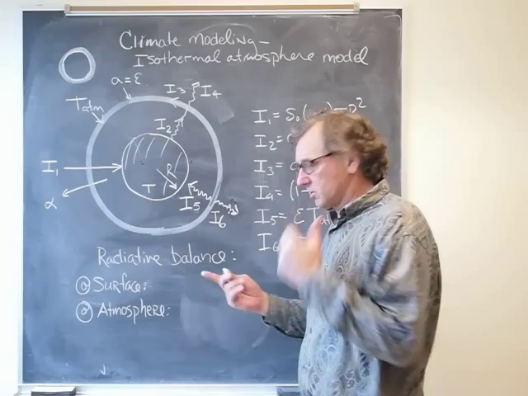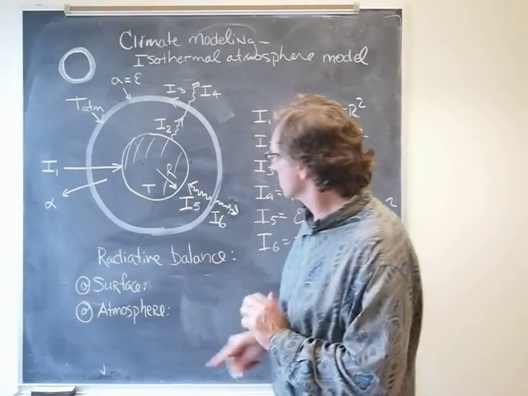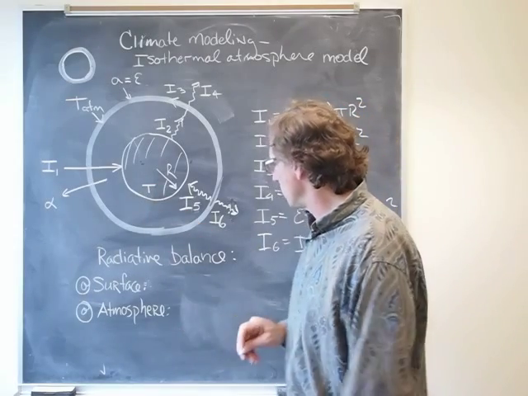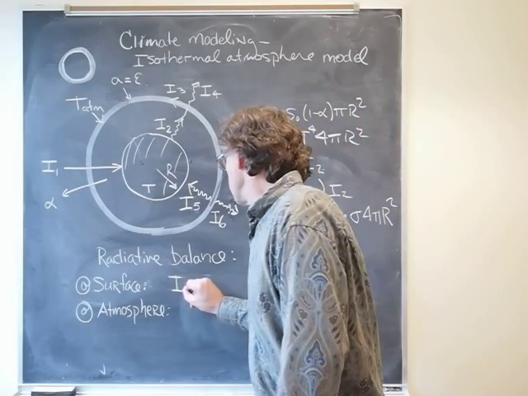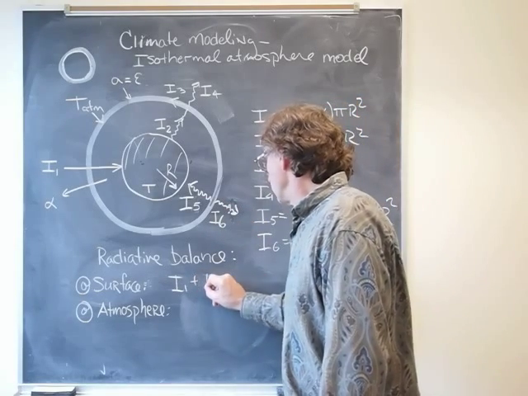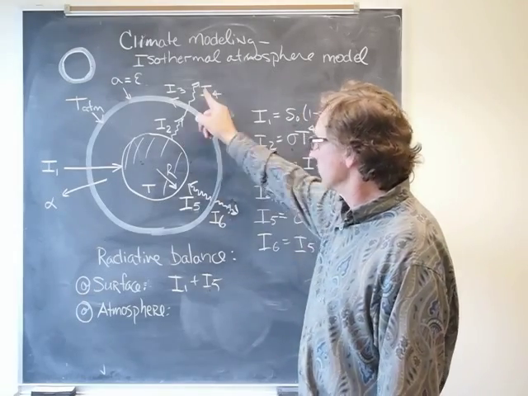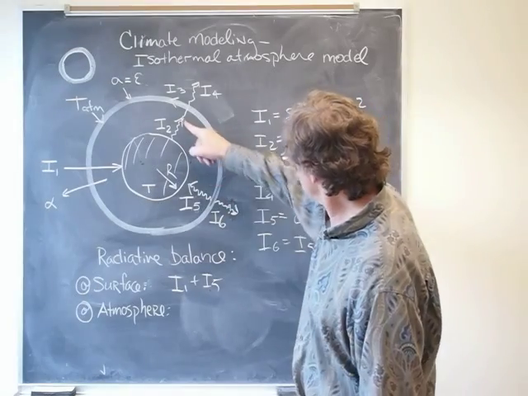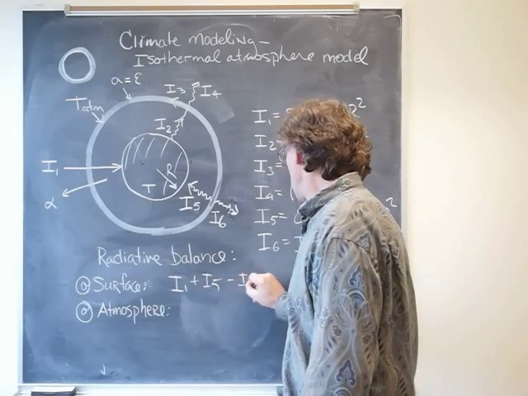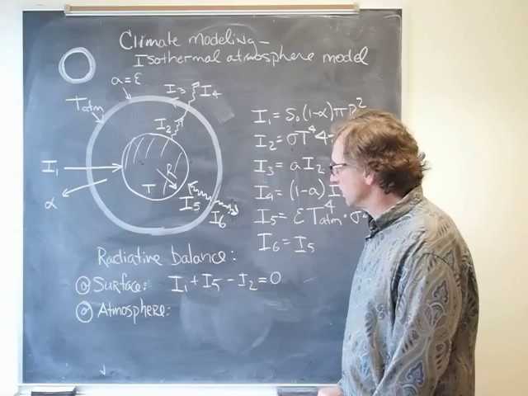So to do this, all we really have to do is look at the arrows. So coming into the surface of the Earth, I see I1. Okay, so I1 is there. And what else is coming down? Well, I5 is coming down, so plus I5. And now that's offset by the long wave coming off right there, I2, so I'm going to say minus I2. And that, to be in radiative balance, has to equal 0.